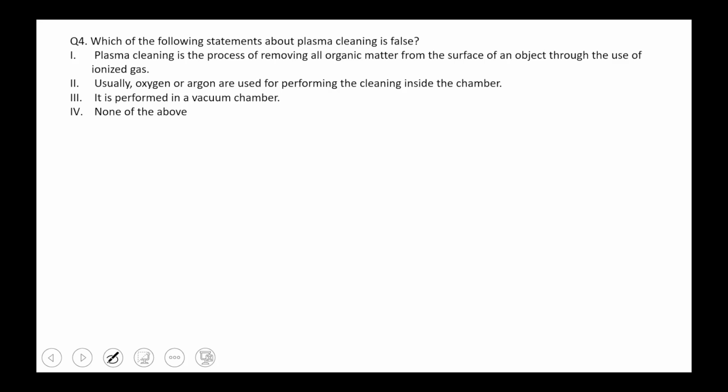Why can't we just use UV light instead of plasma cleaning? Plasma is just a process. If you use UV light, it may cause damage and also will not remove sufficient material. If you do sterilization only, you want to kill the bacteria. Can UV light remove the oil from the substrate? No, no.